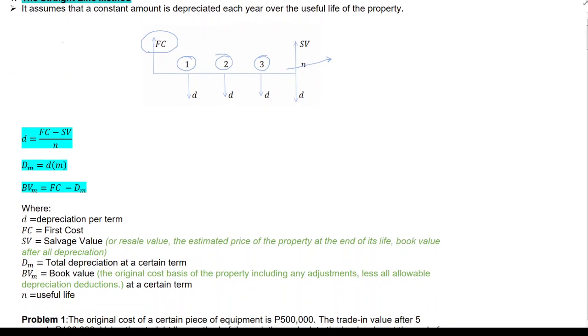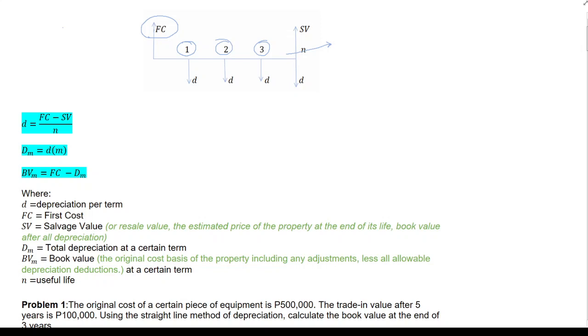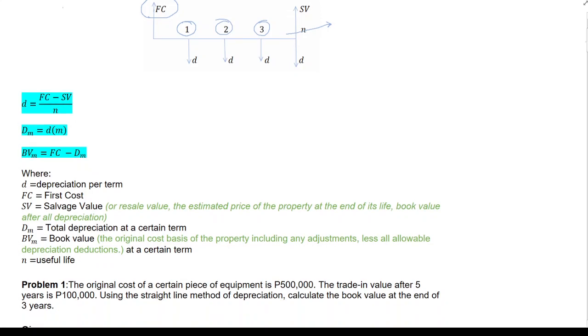For the straight line method, the formula for depreciation is equal to the first cost minus the salvage value, divided by the useful life n. The salvage value is also called the trade-in value or resale value. That is the estimated price of the property at the end of its useful life, the book value after all depreciation happens. For D_m, that is the total depreciation at a certain term, equal to the depreciation multiplied by the certain term in years.